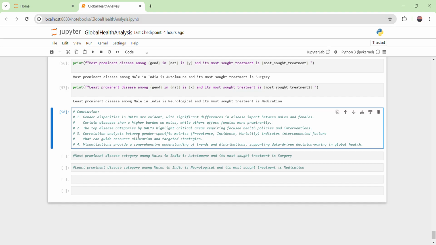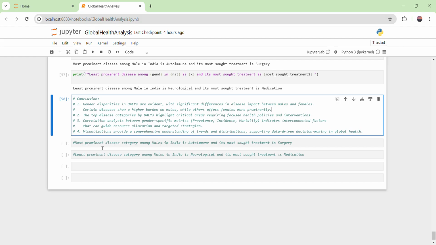And if we talk about the nation specific feature of this particular code, then definitely the most prominent disease category which we found for Indian males was autoimmune, and the most sought after treatment was surgery. Similarly, the least prominent disease category among males in India was the neurological one, and its most sought after treatment was medication. So what these visualizations help us to do is nothing but a very prominent and in-depth analysis into the occurrences of the various disease categories.